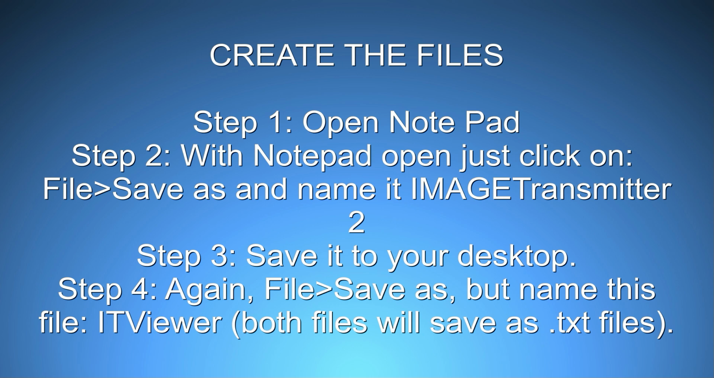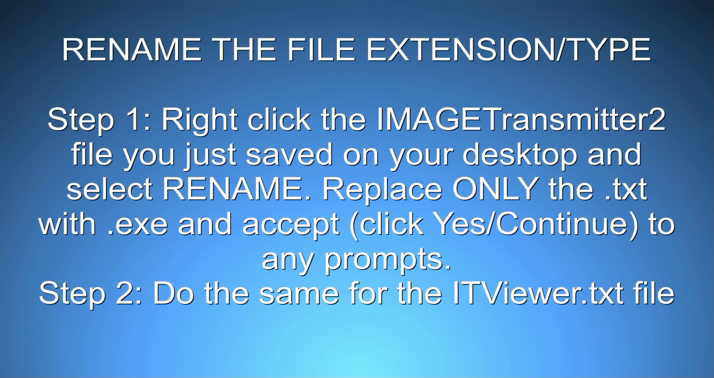Once you've finished both of those, then you're going to rename the file extension. So right-click the Image Transmitter 2 file you just saved on your desktop and select Rename, and replace only the .txt with .exe, and accept or say yes to any prompts that pop up, and do the same thing for the itviewer.txt file that you also just created.